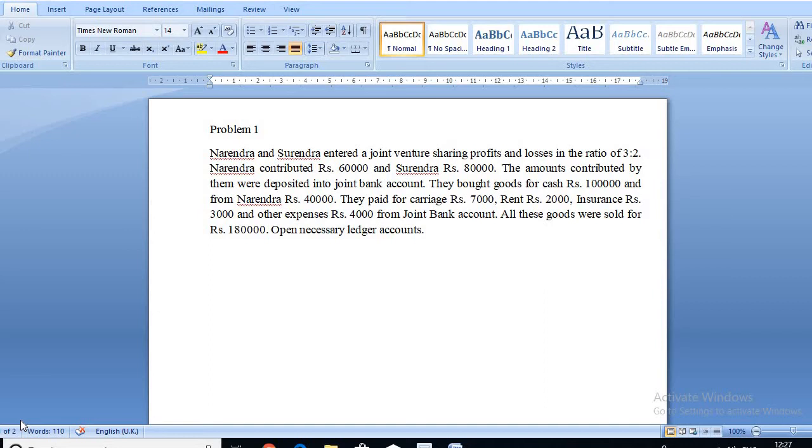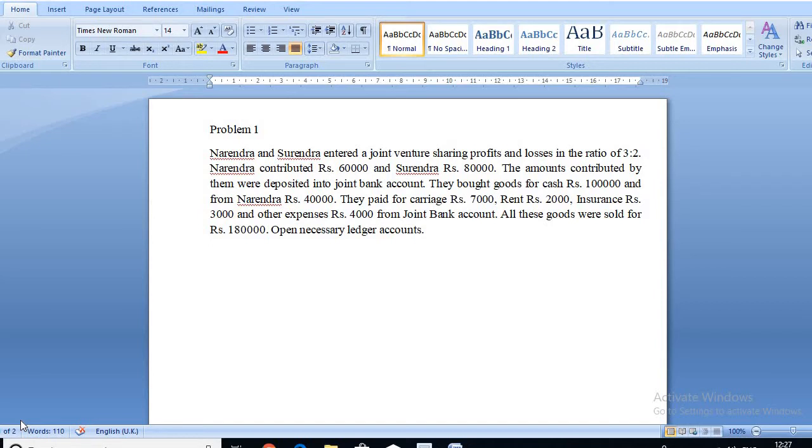Because of this reason, in joint venture business, we are not maintaining so many accounts. Here we are maintaining only limited books of accounts, namely three accounts. One is the joint venture account, one is the co-venturers account, and the third one is the joint bank account.